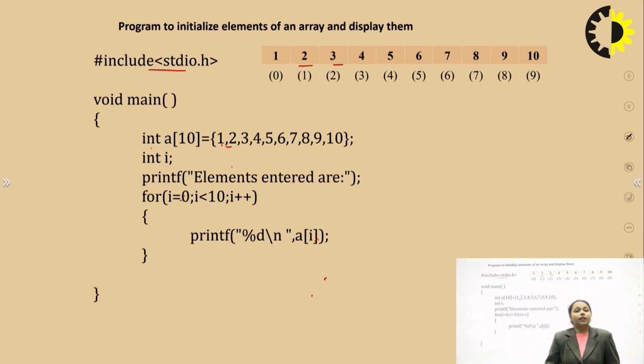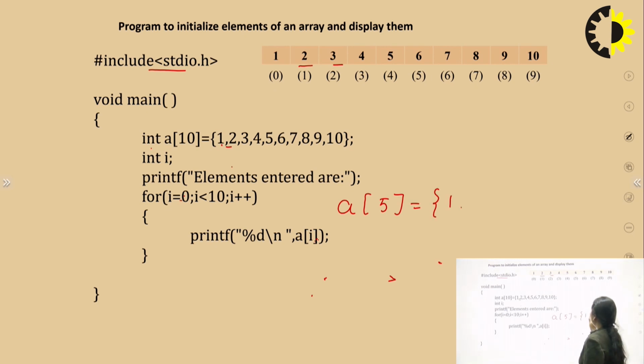Now, what if the user did not provide all the 10 values? For example, I have written A[5] is equal to {1, 2, 3}, like this. The size declared by the user is 5, but the values provided by the user are 3. That is 1, 2, 3.